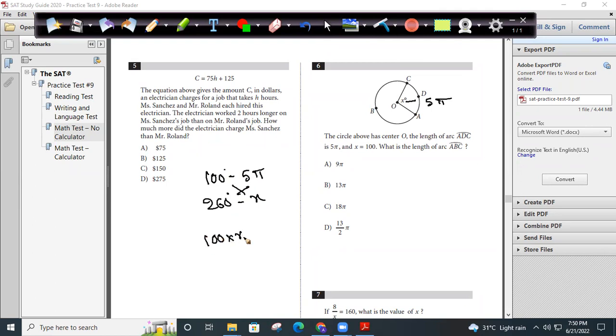100 into x is equal to 5 pi into 260. Bring 100 to this side. x is equal to 5 pi into 260 by 100. Cancel the zeros. 2 times 13. 13 pi should be my answer. So B for Bangalore is the answer. That is one way of solving.